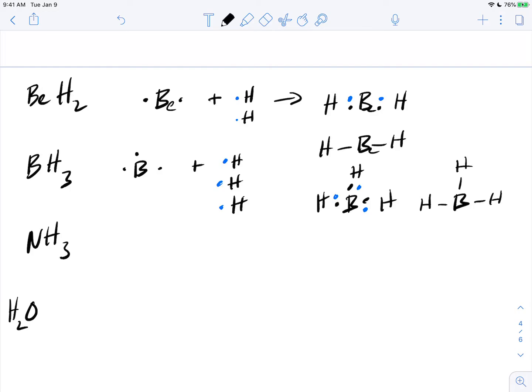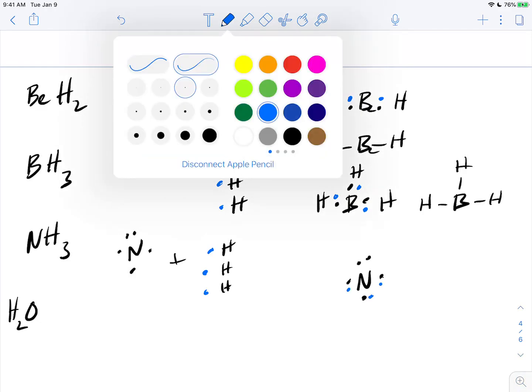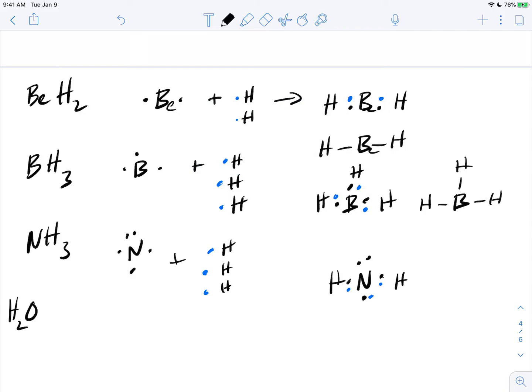NH3, we're going to start getting into molecules that are going to have lone pairs. Nitrogen has 5 valence electrons, and the 3 hydrogens have 3 total. So we can see that we have nitrogen with a lone pair and its 3 electrons. Hydrogen will come in, 3 hydrogens with 1 electron each. And we can either write that in this way, or more often, we see NH3 written like this.